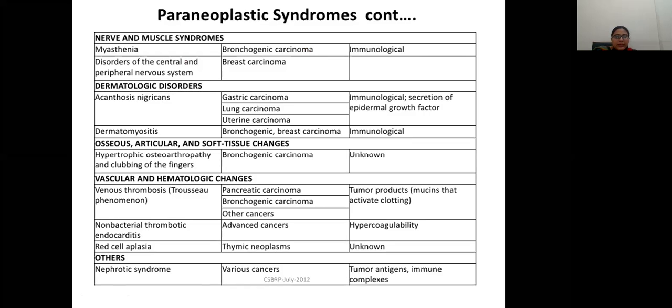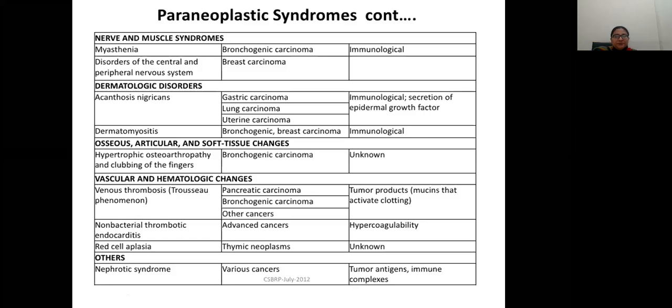So basically, beta, the other example is osseous. There is hypertrophic osteoarthropathy and clubbing of the fingers. It is caused by bronchogenic carcinoma. Okay, you must prepare this chart for your SEQ.